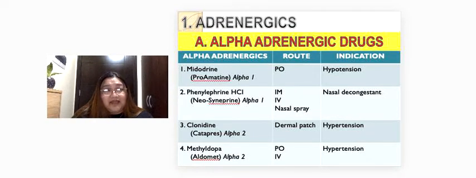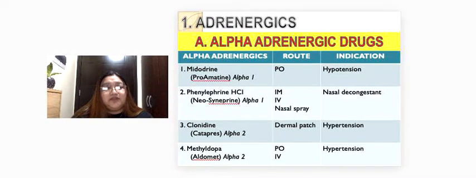Kasi, bakit nga hypertension na siya? Kasi alpha 2 receptor. And alpha 2 receptor blocks alpha 1. At ano nga yung ginagawa ng alpha 1? It's a vasoconstrictor. So, if it blocks the action of alpha 1, pwede siya for hypertension to decrease blood pressure.